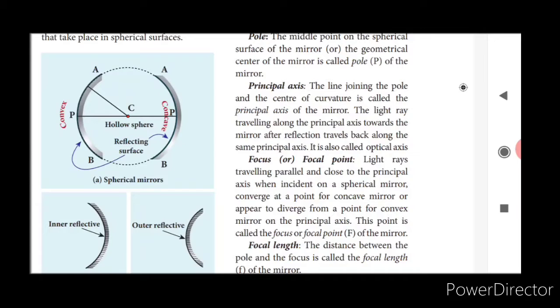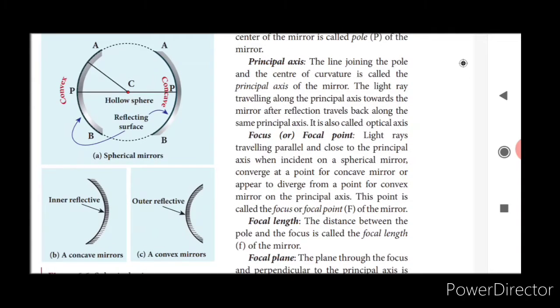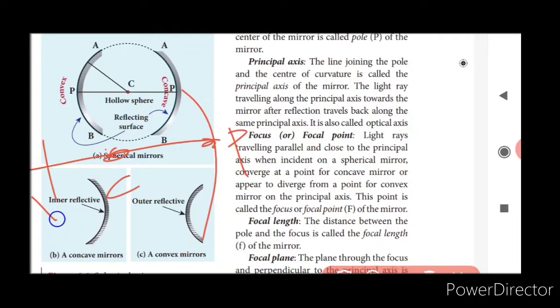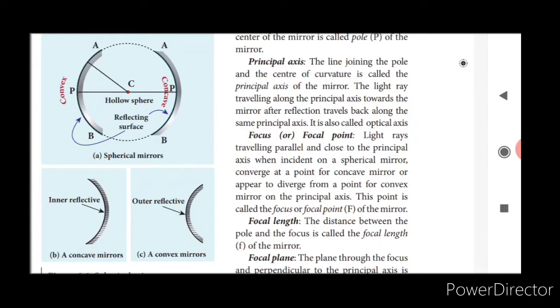The middle point on the spherical surface of the mirror, or the geometrical center of the mirror, is called the pole of the mirror. Principal axis: the line joining the pole and the center of curvature is called the principal axis.